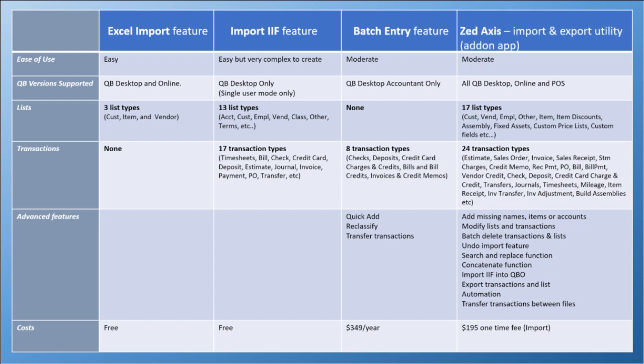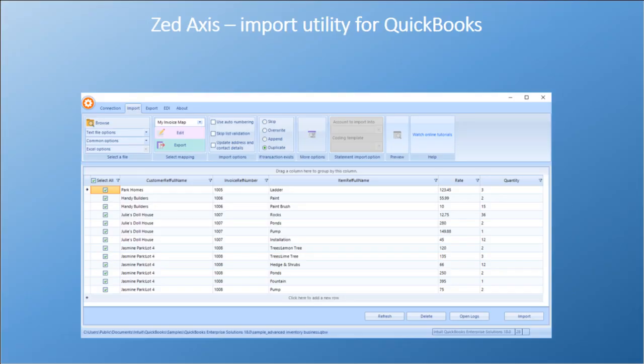Finally, you have the option of third-party data import utilities that specialize in importing data from many different formats and in varying structures. Z-Axis is an example of one of those, and one that I'm the publisher of. It supports the most comprehensive list of transaction and list types. It works with QuickBooks Desktop, Online, and Point of Sale. It includes a host of advanced features to make the most challenging import tasks simpler, and it's all for a modest fee.